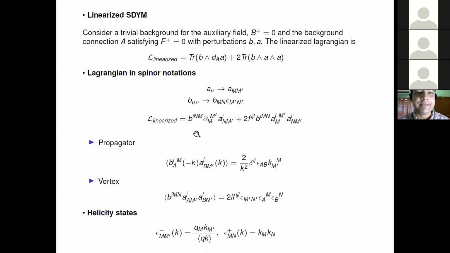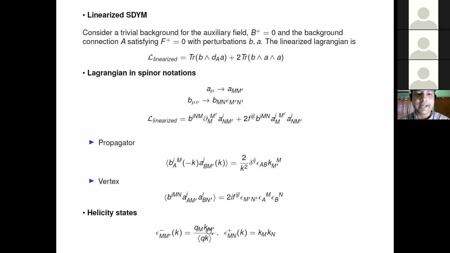So we can immediately calculate the propagator and the vertex from this linearized Lagrangian. There is one propagator, which is given by this form, and there is one vertex, a cubic vertex, which is a BAA vertex. We can also use the equation of motion and then derive the helicity states. For example, the negative helicity polarization vector is given by Q M prime Q K over QK, and the positive helicity polarization is given by K M.